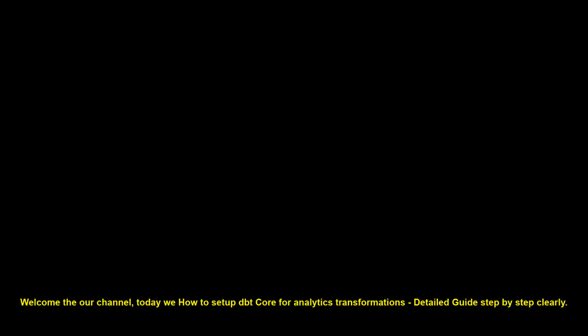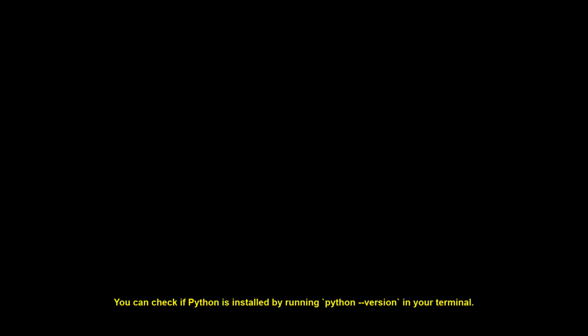To set up dbt Core for analytics transformations, begin by ensuring you have Python installed on your machine. You can check if Python is installed by running python --version in your terminal. If Python is not installed, download and install it from the official Python website.